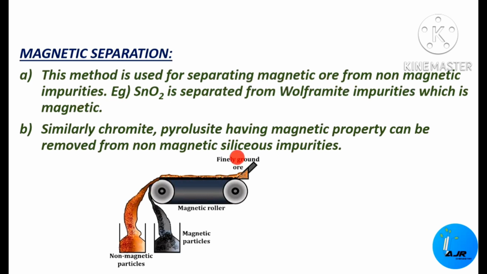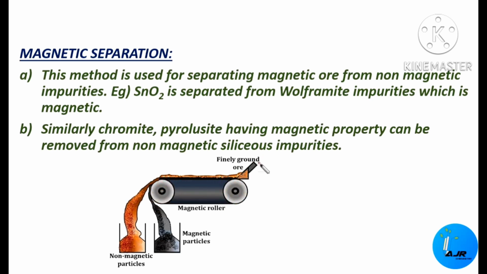Understood, students? Next, we are going to see the methodology. What happens is the powdered ore is dropped over a belt. This belt is moving around two rollers. One is magnetic and the other is non-magnetic. So a belt is running over two rollers, of which this one is magnetic and this one is non-magnetic.